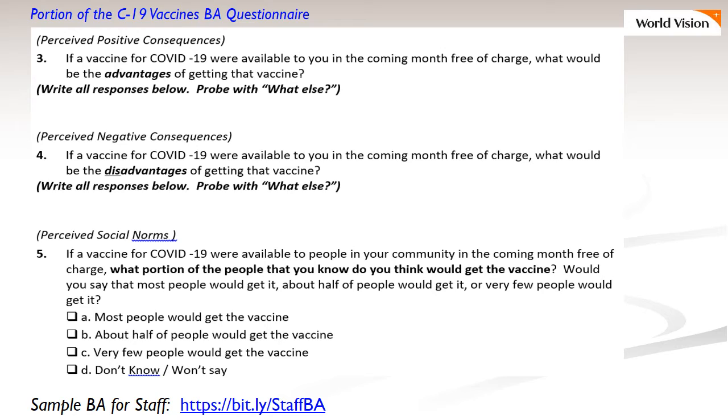So here's a brief excerpt of the BA questionnaire. You'll note it doesn't look all that different from other BA questionnaires we do. Some of the questions are open-ended, some are closed-ended. And if you would like to see the sample NGO staff BA survey on vaccines, you can do so by clicking on that link at the bottom.